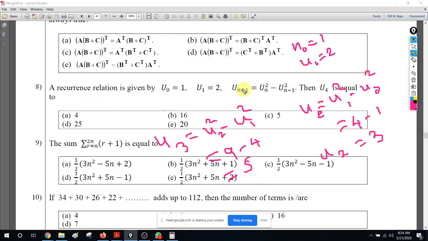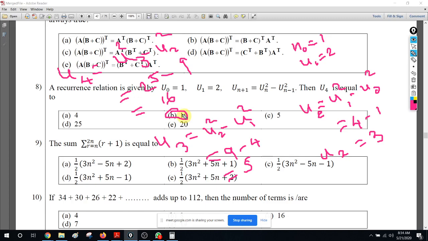Let's put n equal 3 here. 3 plus 1 is 4, u4 equals, now you know the pattern, u3 squared minus u2 squared. u3 we have found as 5, 5 squared is 25. Minus u2, which we found as 3, 3 squared is 9. 25 minus 9 is 16. So the answer is B.